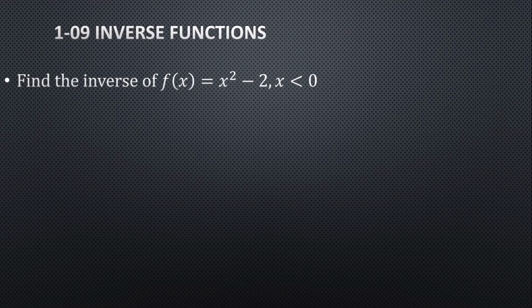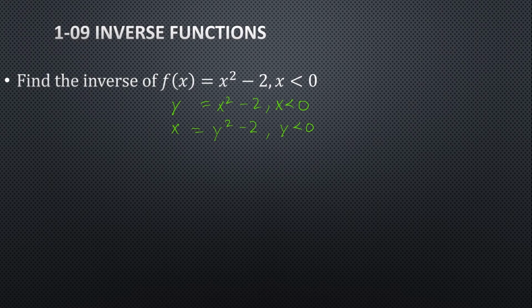Let's try another one. All right, find the inverse of this. So I'm going to switch the x and the y. Or sorry, write the f of x as y first. Then I'll switch the x and the y, so all the y's become x's, all the x's become y's. I know this x is less than 0, which is now y is less than 0. Looks funny. Just bear with me.